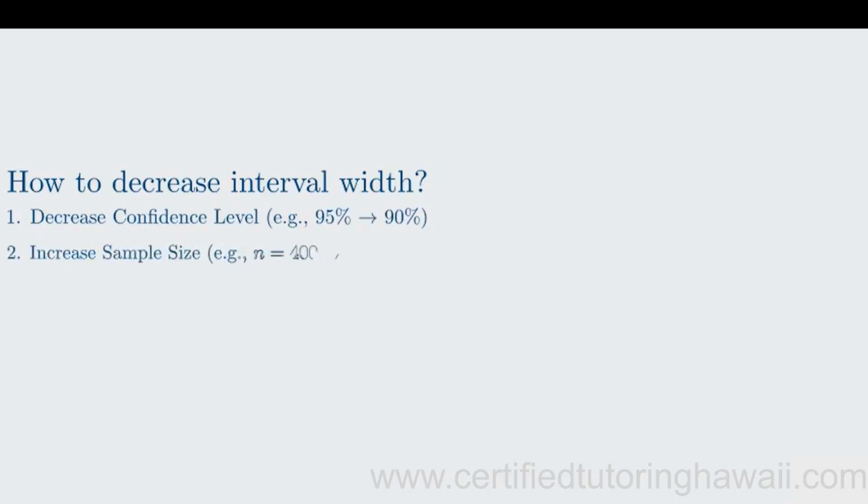Now, a design question. If the station wanted to decrease the width of this interval to make their estimate more precise, what are 2 ways they could do that? They could decrease the confidence level, which would decrease the critical value z-star, making the net smaller. Or, they could increase the sample size. If they wanted to cut the width of this interval in half, they would need to quadruple their sample size from 400 to 1,600.